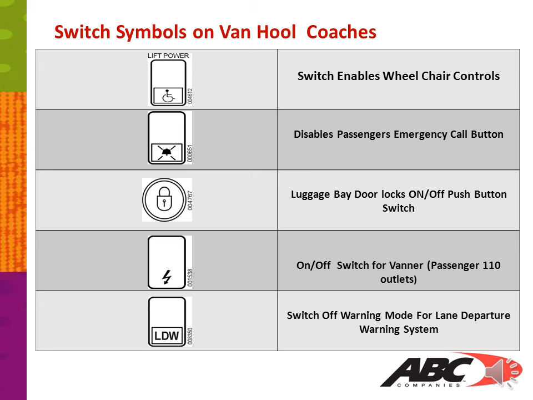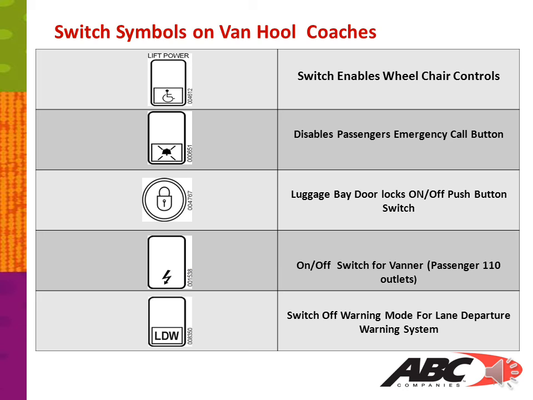Next we have your switch with the wheelchair symbol. This switch enables your wheelchair controls. Then you have your switch with the bell on it. This disables your passenger emergency call button. The round switch with the lock on it is your luggage bay door locks for on and off. This is a push button switch.